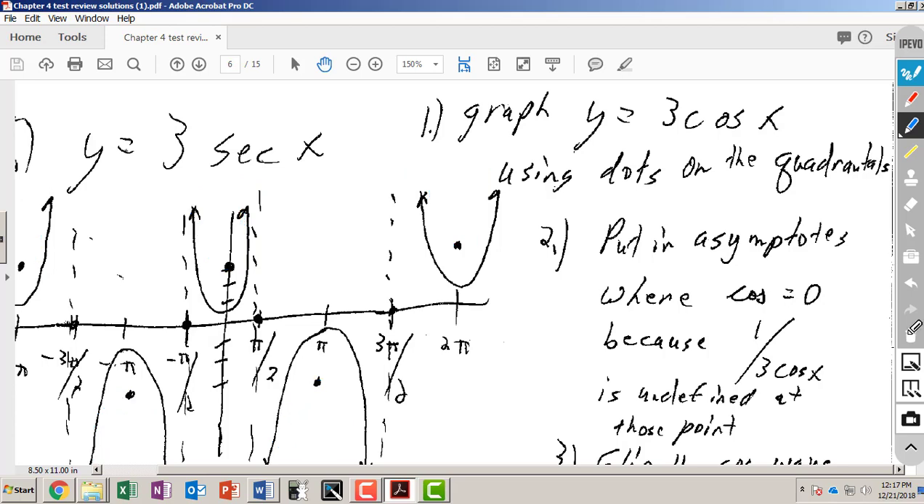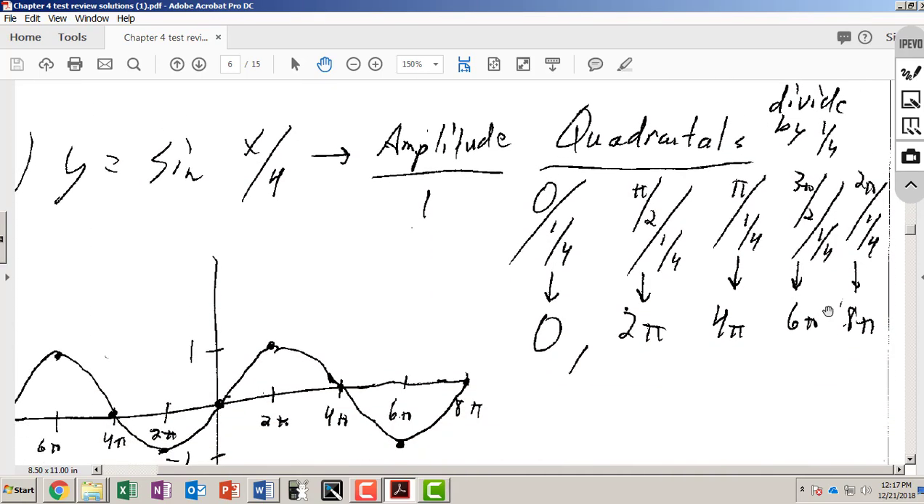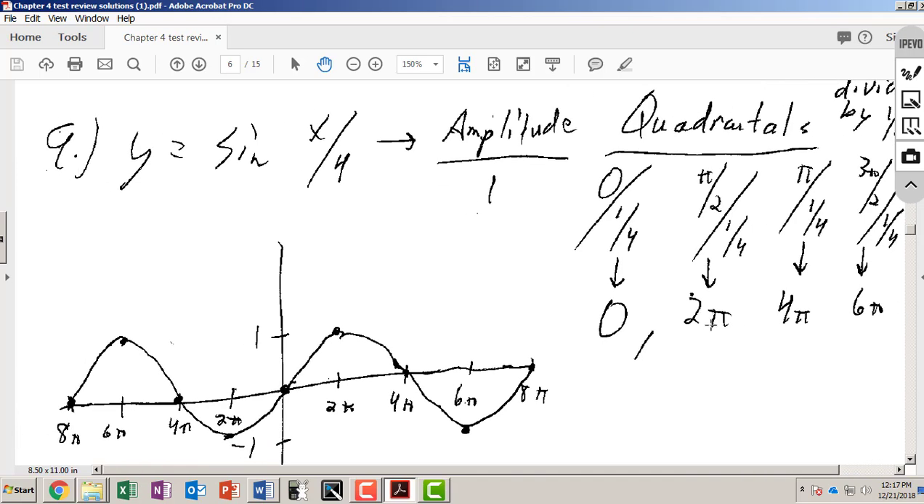So here are some reminders that I put down on this. Number 1, you're going to graph y equals 3 cosine of x using dots on the quadrantals. Then number 2, put in the asymptotes where cosine equals 0, because 1 over 3 cosine of x is undefined at those points. And then 3, flip the cosine wave, including the amplitude. So keep those in mind as you are doing your graphing problems. So let's take a look at this next graph.